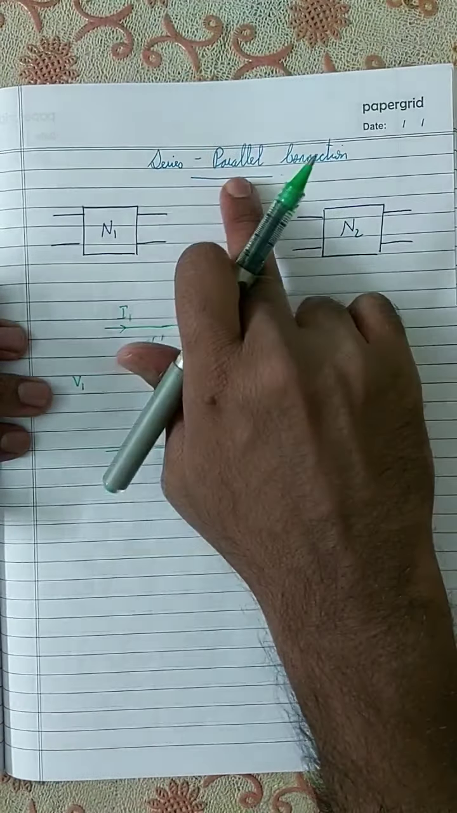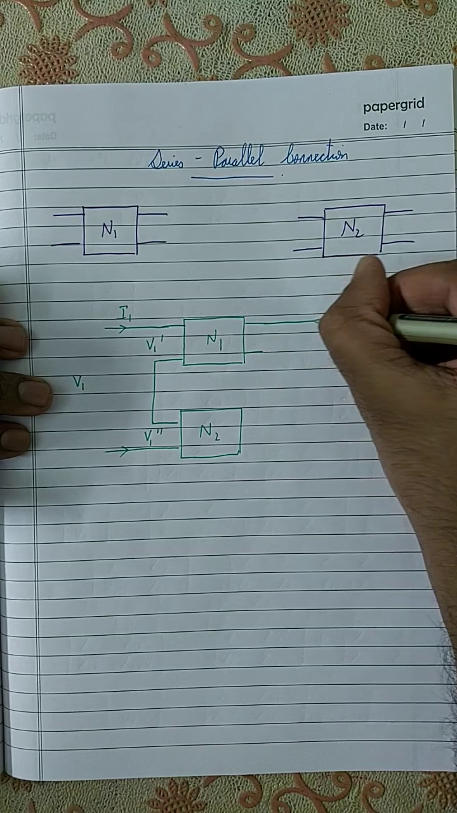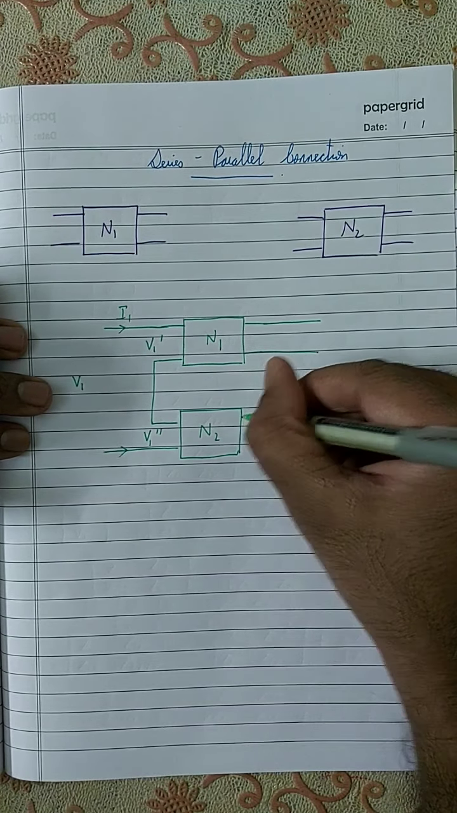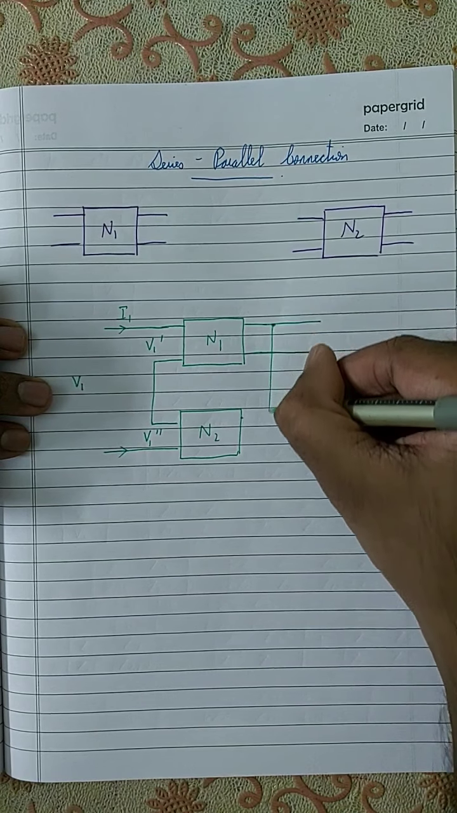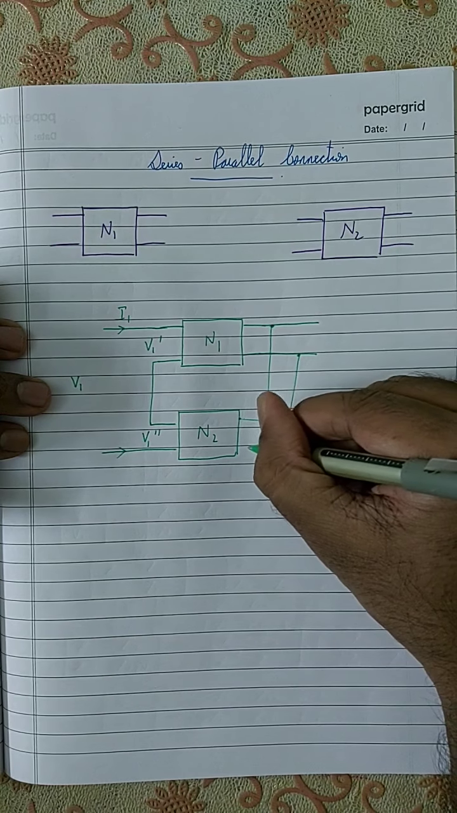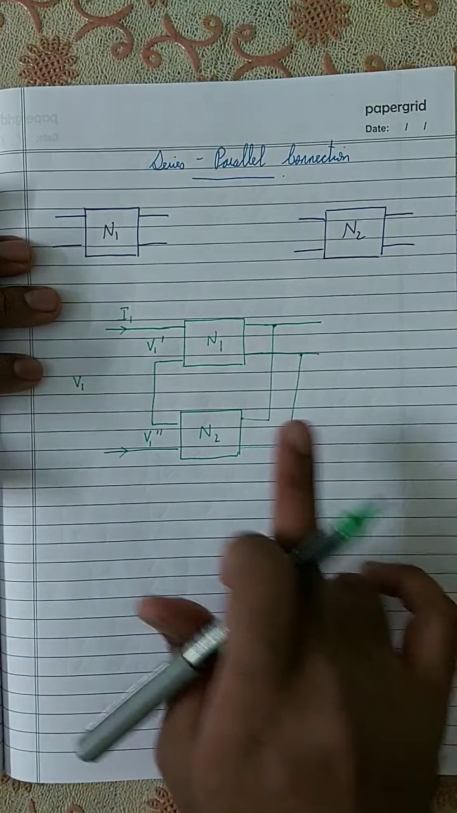So this is what it means: the input side is in series. What about the output side? The output side is in parallel. Parallel we have already learned, right? Parallel means this terminal will be connected like this, and this terminal will be connected like this. Now these are in parallel. This is called a series parallel connection.